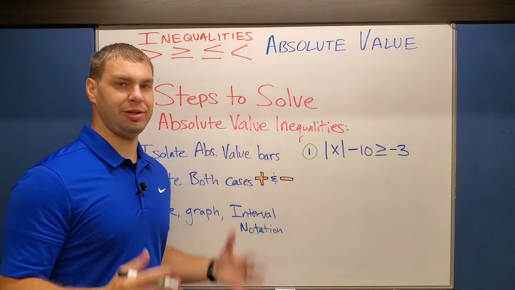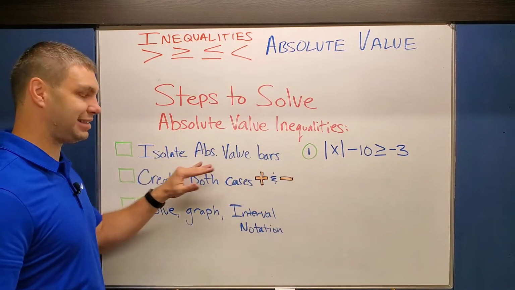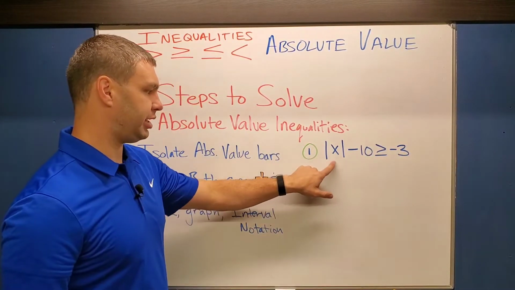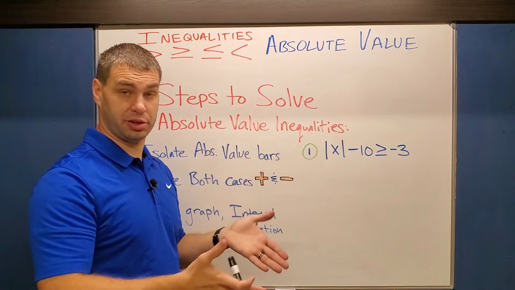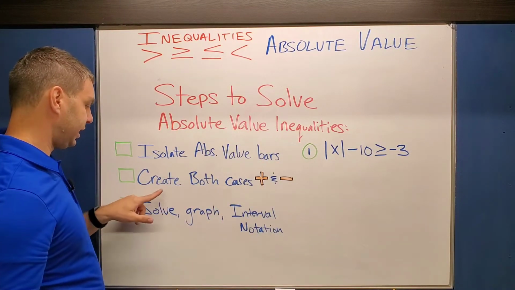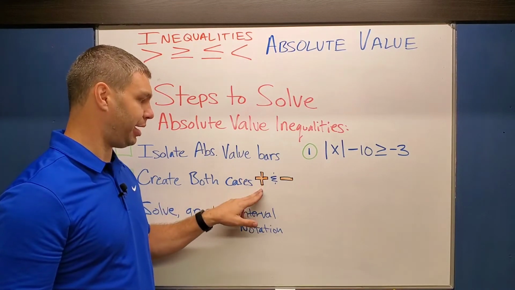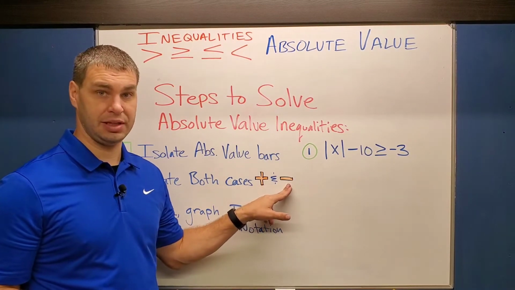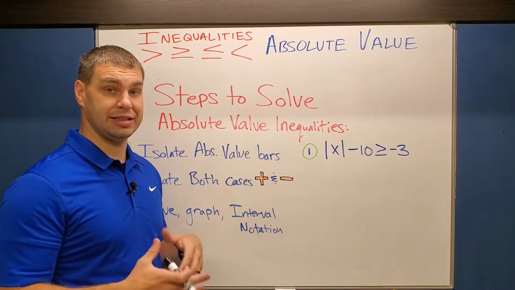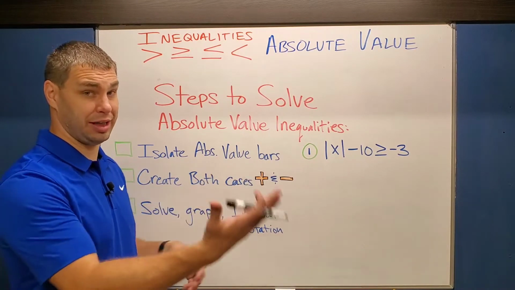All right, here we have our 3 steps to solve these absolute value inequalities. The first step, we need to isolate our absolute value bars. We're going to do this example here in a second, but our absolute value bars are obviously those vertical bars that go around, usually your variable. Secondly, we need to create both cases, and we're going to have a positive and a negative case. Because remember, the absolute value of something, whether it's positive or negative, is going to yield the same result. So we need to create both cases to start with to see maybe where that did come from.